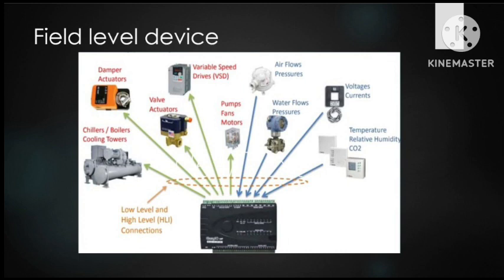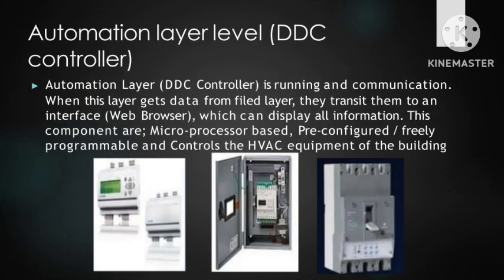These components form the backbone of a building management system, ensuring efficient operation and safety within the building. Automation layer level, which is typically managed by a DDC controller. The automation layer, overseen by the DDC controller, is responsible for running and communication functions within the building management system.